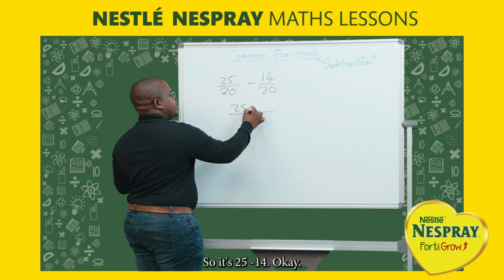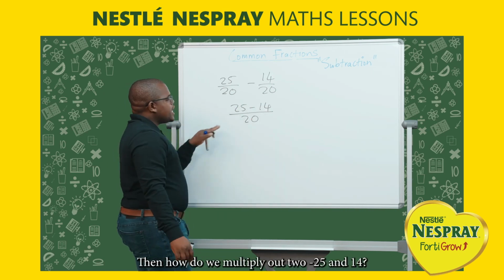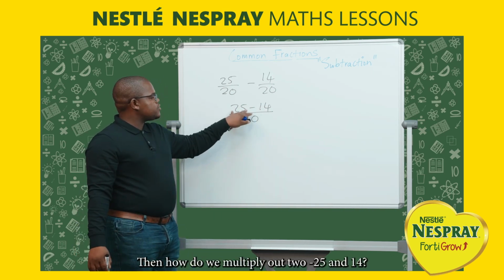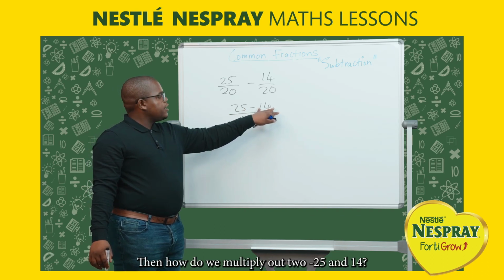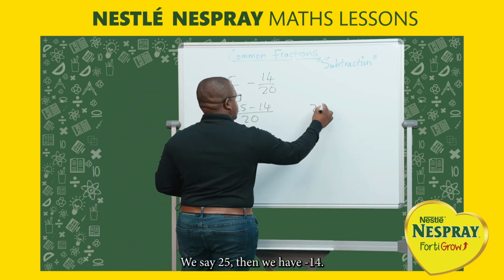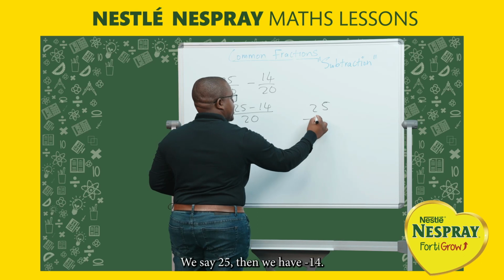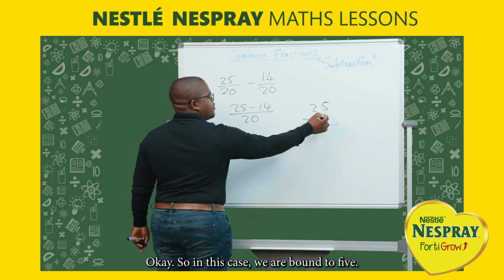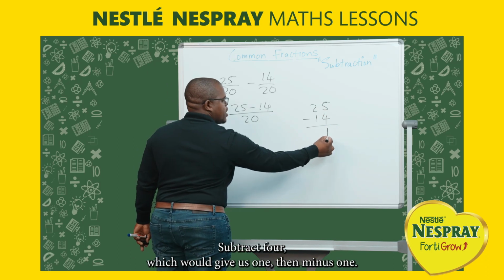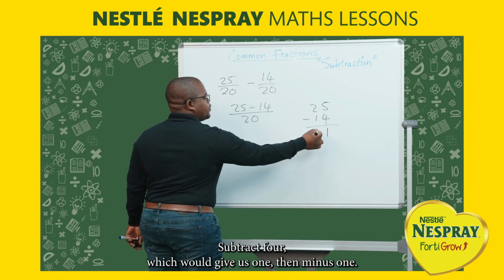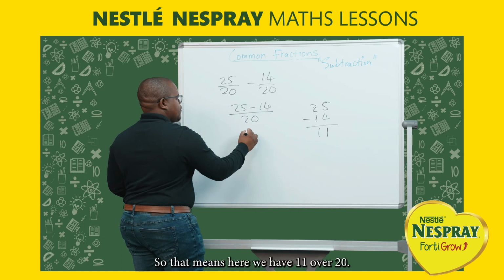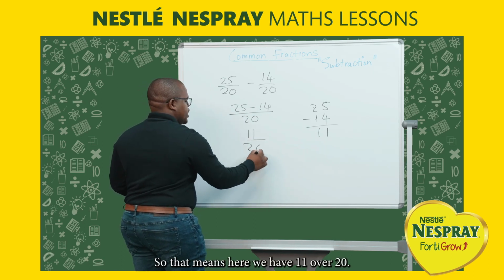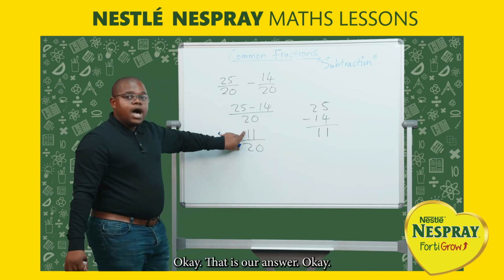So it's 25 minus 14. How do we subtract 25 and 14? We say 25, then we have minus 14. So in this case, we say 5 subtract 4, which will give us 1, then 2 minus 1 is 1. So that means here we have 11 over 20. That is our answer.